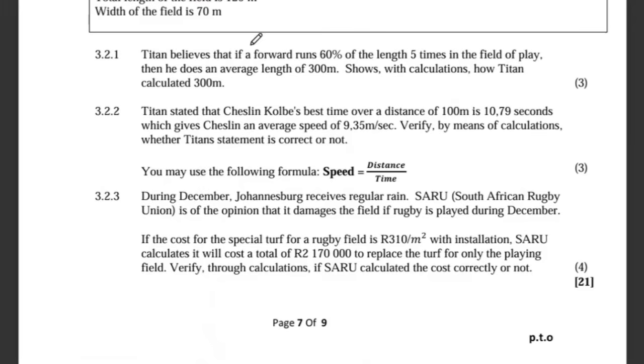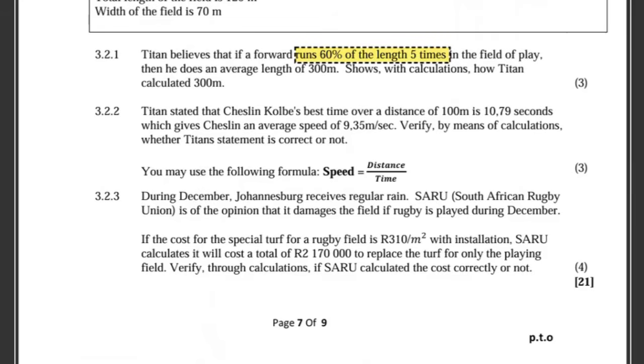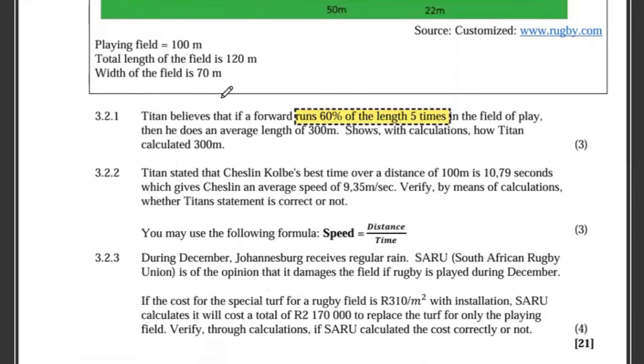Now, what I want you to know, first and foremost, Tiana believes that 60% of the length 5 times. That's where the calculation is. So what are we going to do? We shall first look for 60% of the length. Which length? Of the field of play.